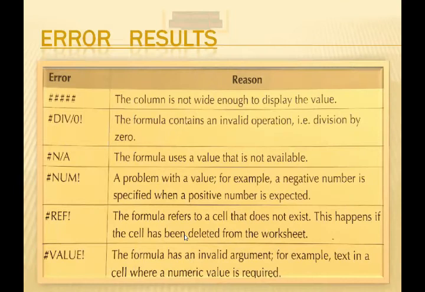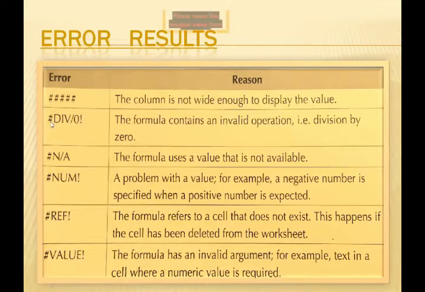The next sheet is error results. What is an error result? Sometimes a cell with a formula displays an error result rather than a proper value. This happens when the formula has a problem and Excel cannot process it. Here is a list of some common errors in Excel along with their possible reasons. The first error is hash, five times. This error occurs when the column is not wide enough to display the value.